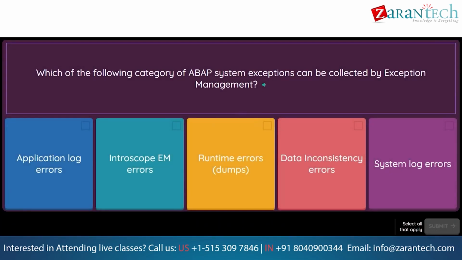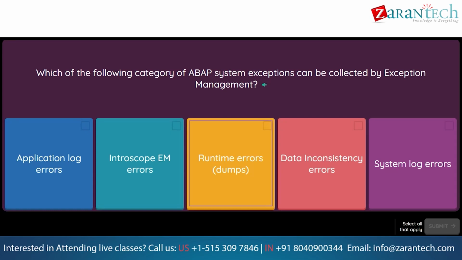Question: which of the following categories of ABAP system exceptions can be collected by exception management? Option 1: application log errors. Option 2: Introscope EM errors. Option 3: runtime errors, dumps. Option 4: data inconsistency errors. Option 5: system log errors.